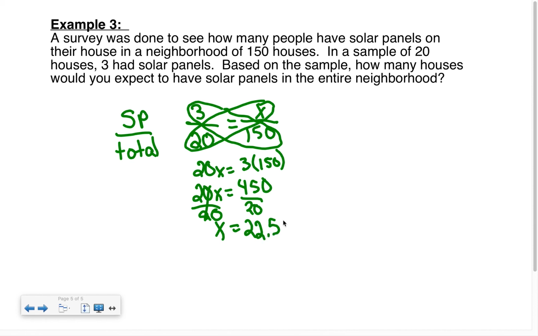Again, this 0.5 doesn't really make sense here. We don't want to say about 22 and a half houses have solar panels. That doesn't make sense. Half of a house has a solar panel. So we want to round it. 22.5 is going to round up to 23. So about 23 houses will have solar panels.